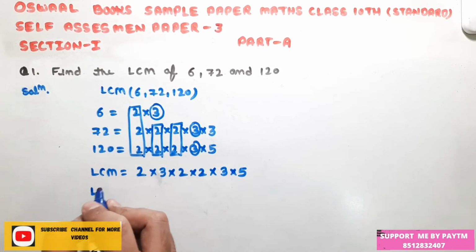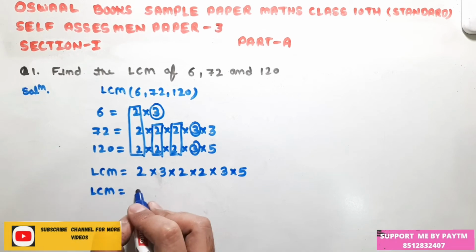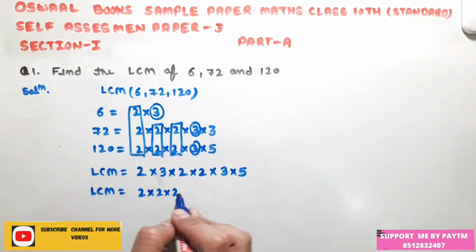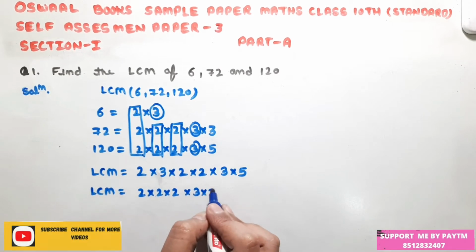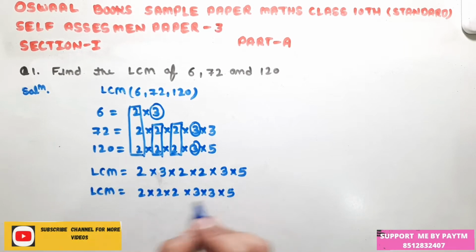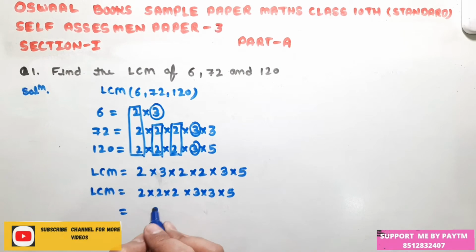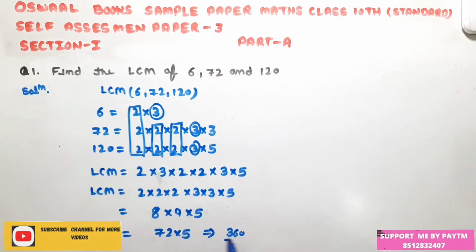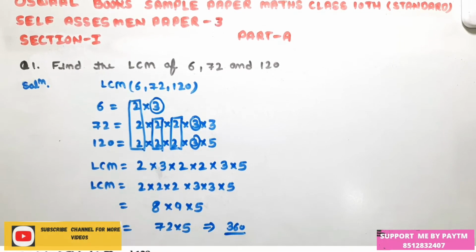So the LCM will be 2 into 2 into 2 into 3 into 3 into 5. So this will be equal to 8 into 9 into 5. 8 9s are 72, into 5. This will be equal to 360. So our answer is 360.